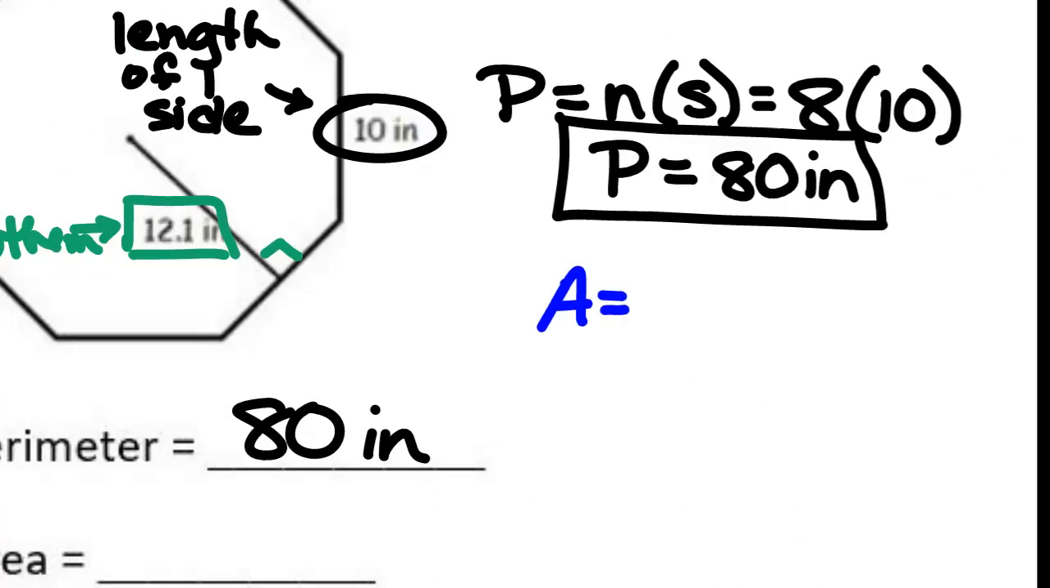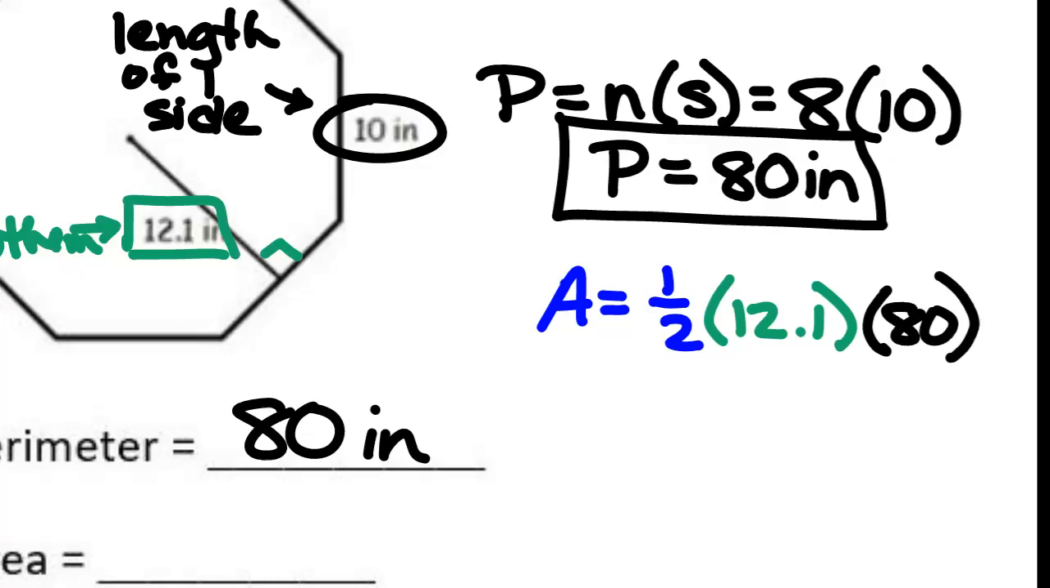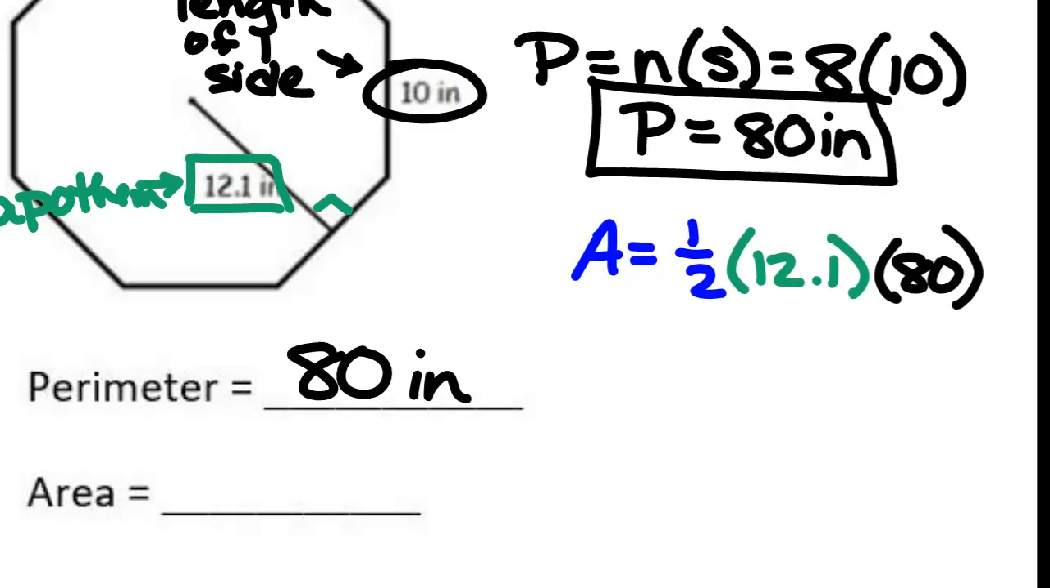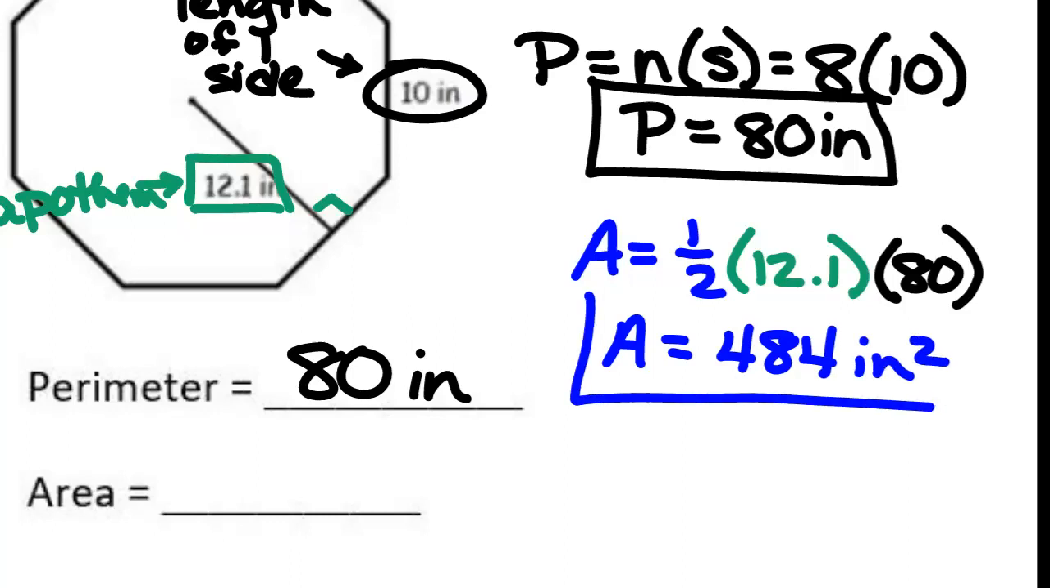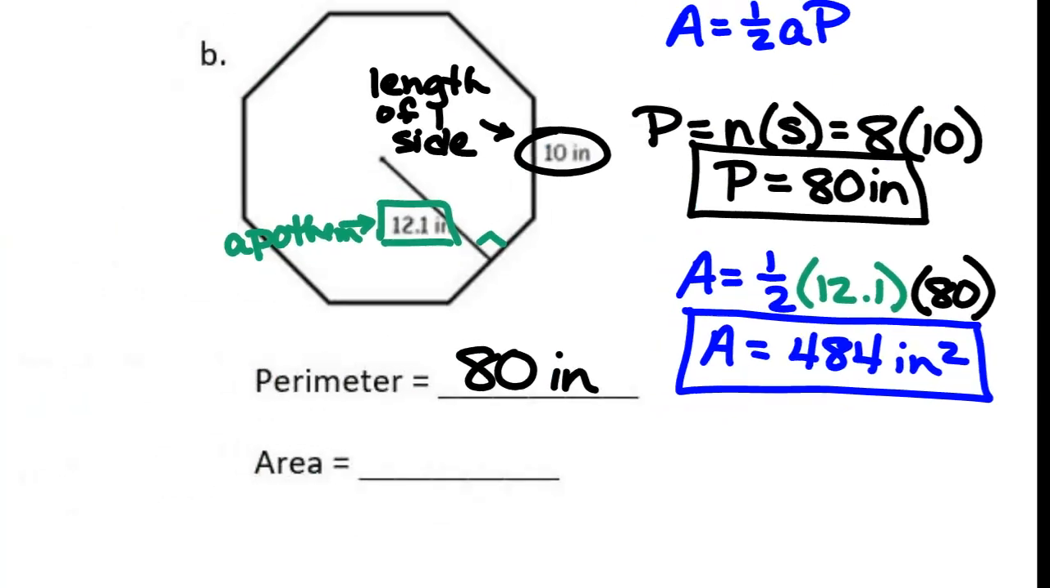Then for my area, like I said up above, that's 1/2 apothem times perimeter. The apothem was given to us in the picture as 12.1 inches. And then our perimeter is 80 inches. So 1/2 times 12.1 times 80 comes out to be 484. And since we're finding area, that would be inches squared.